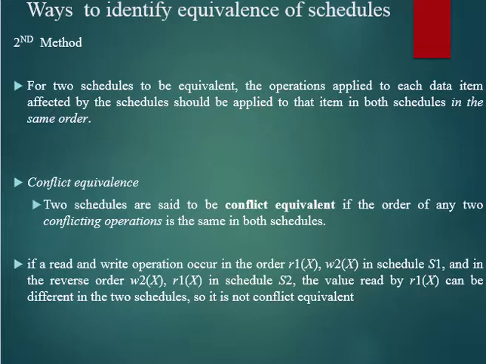So if a read and write operation occur in the order R1 of X, W2 of X in schedule S1, and in the reverse order, W2 of X and R1 of X, in schedule S2, the value read by R1 of X can be different in the two schedules, so it is not conflict equivalent. So here you can see we are doing conflict operation.